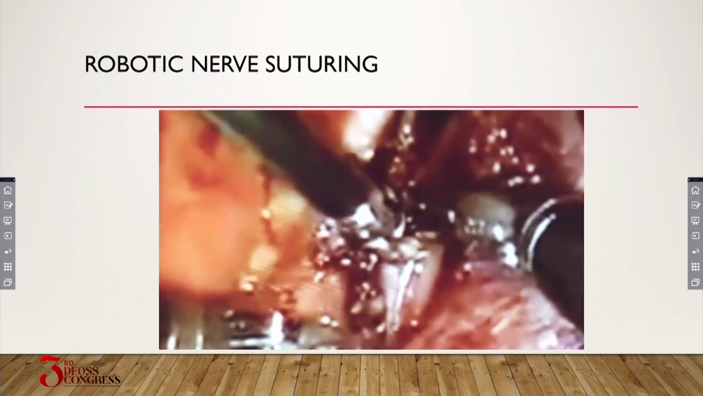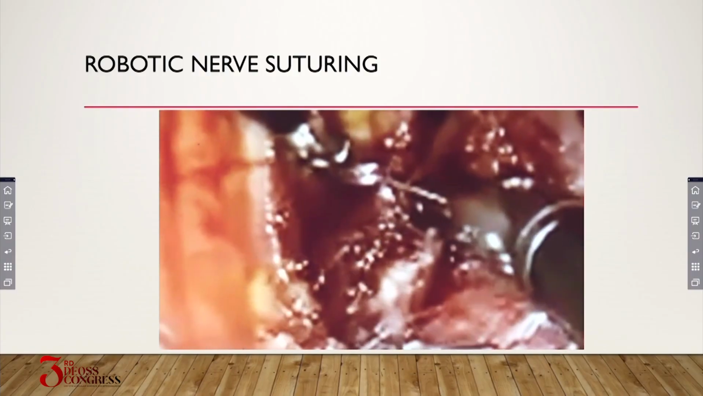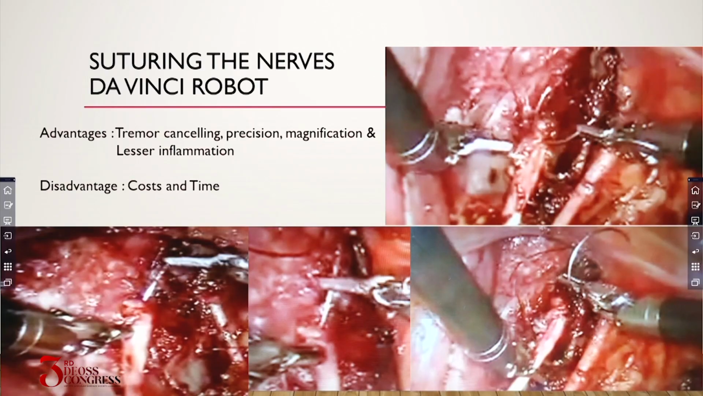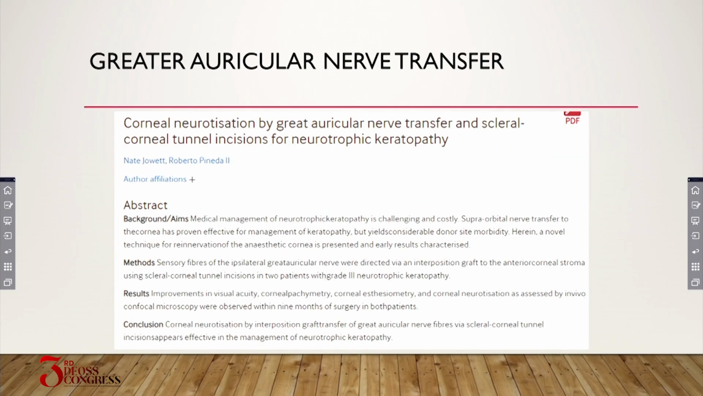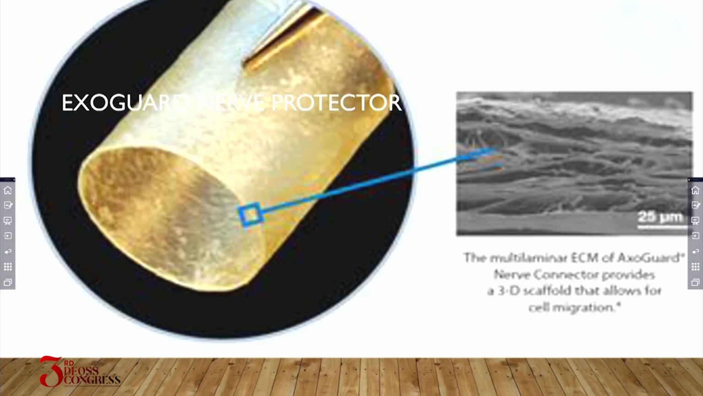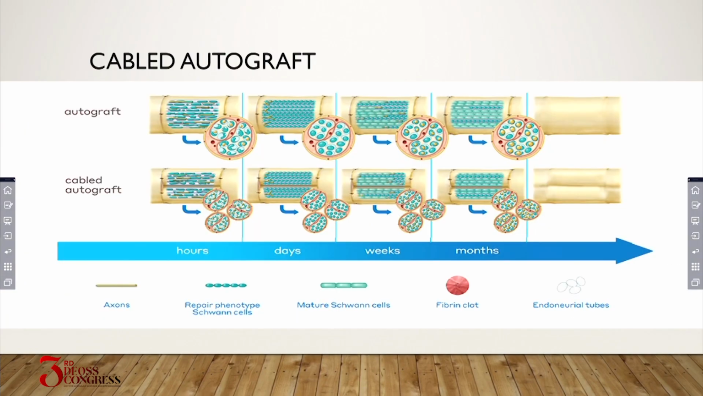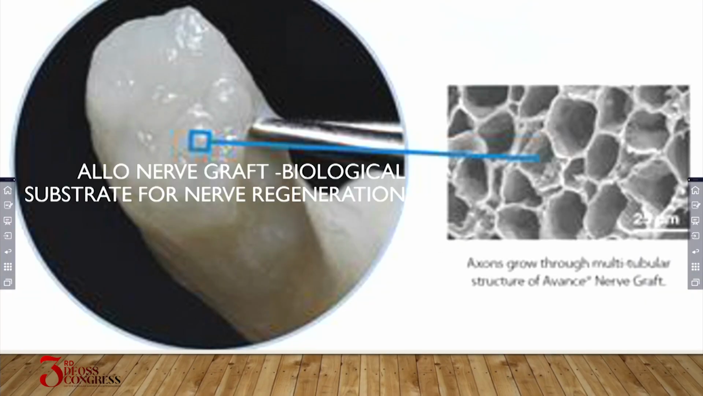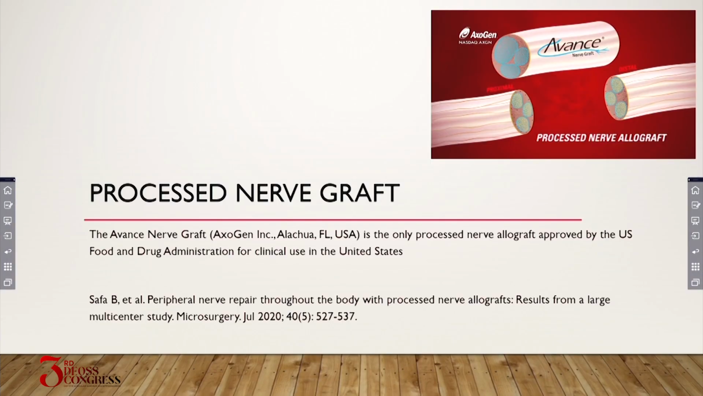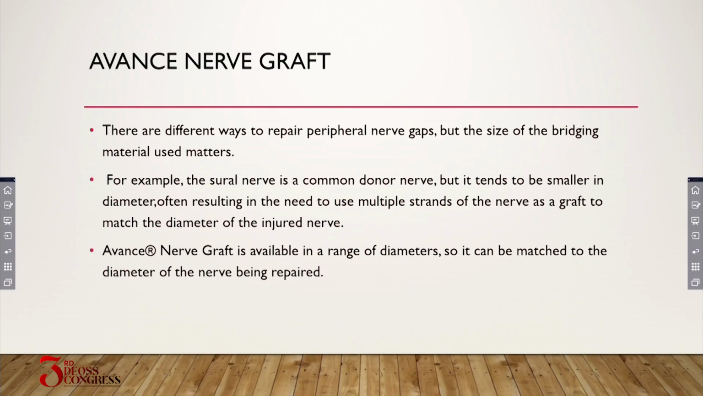Also robotics, I'm not going to go into the details of all of this. You can also do various other techniques. Robotics is better. You can do it with the trigeminal second division, you can do the greater auricular nerve, you can do an exoguard, covering that nerve so that the nerve grows through it. You can do cabled autografts, you can do hollow conduit nerve grafts, and you can also do substrate for processed nerve grafts as well. So these are the various nerve grafts.